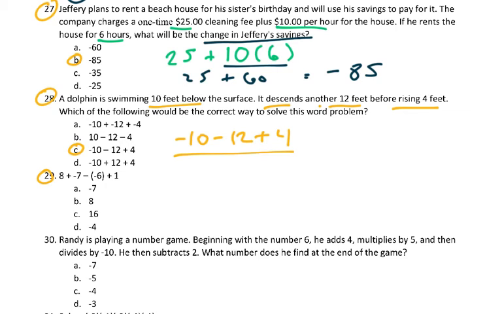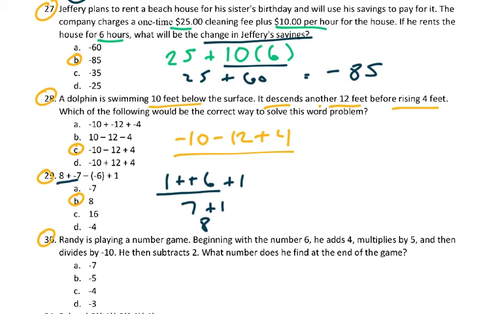Number 29 is just some addition and subtraction. We're going to go left to right since it's just addition and subtraction. We'll start with 8 plus -7. So that's 8, and go down 7 leaves us with 1. Minus -6 plus 1. 1 minus -6 is the same thing as add. So 1 plus 6 is 7, plus 1 is 8. So we should be able to see that our answer is B.